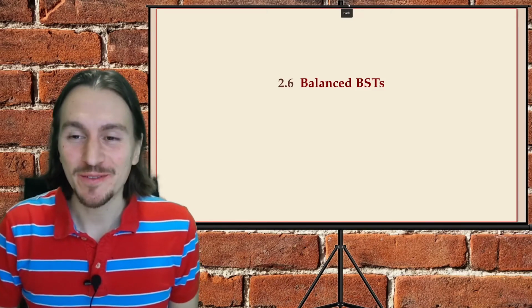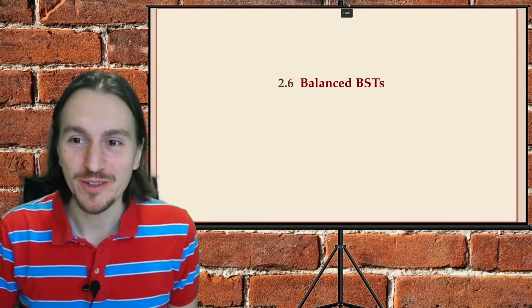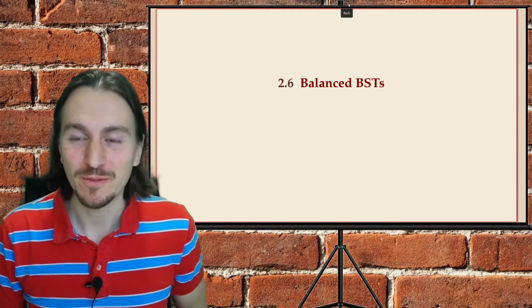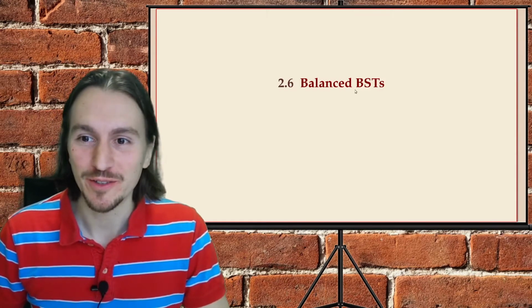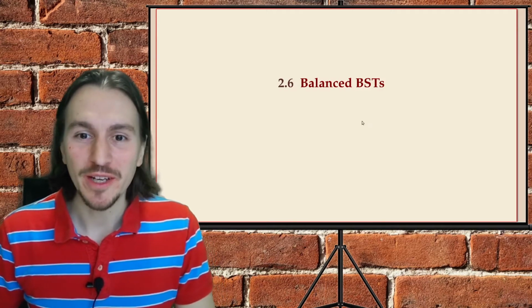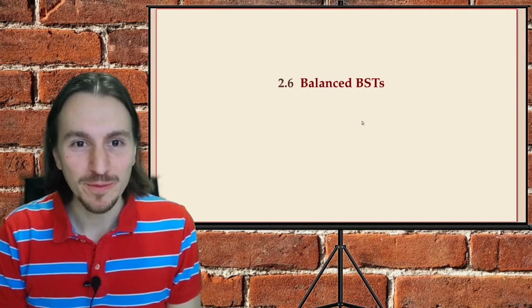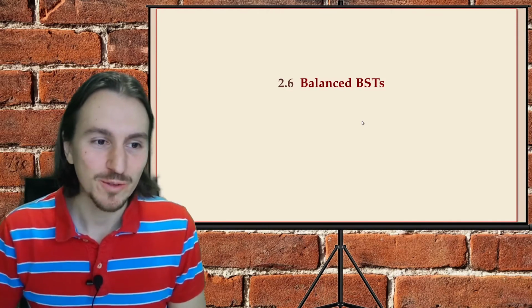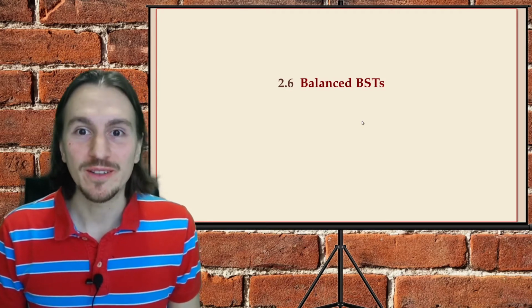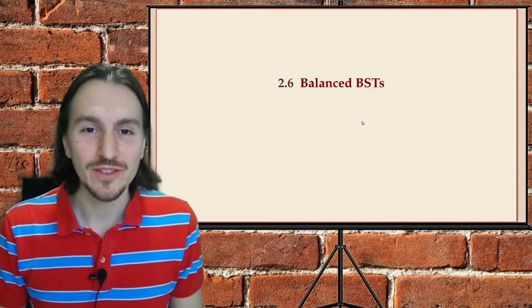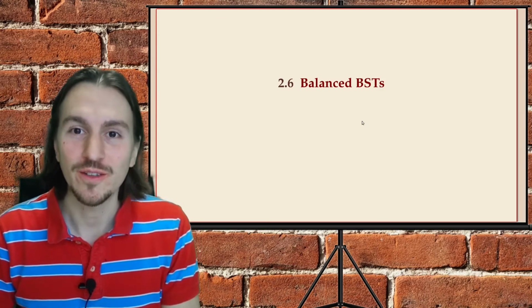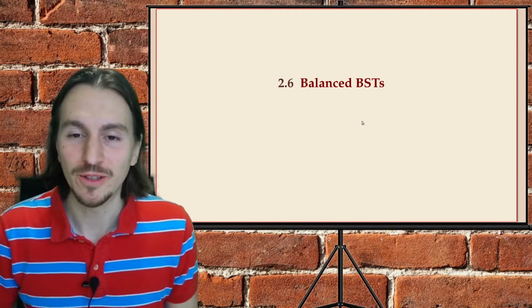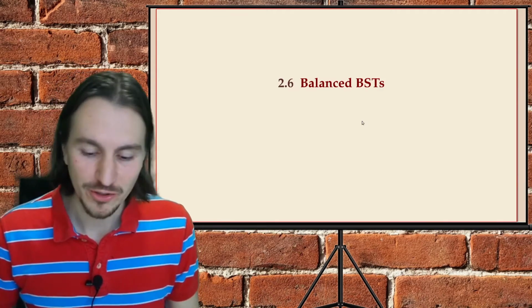In this last subsection on binary search trees, I want to talk briefly about balanced binary search trees. These are a way to get around this problem that the unbalanced search trees had that we've discussed before: namely, that if the insertion order is unfortunate, the height can degenerate to linear, and then all the operations are very slow.